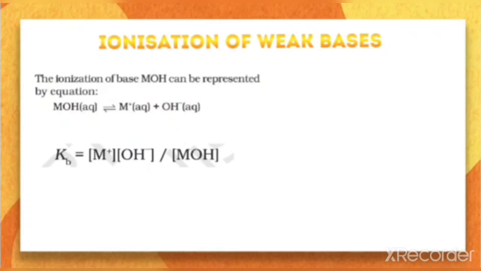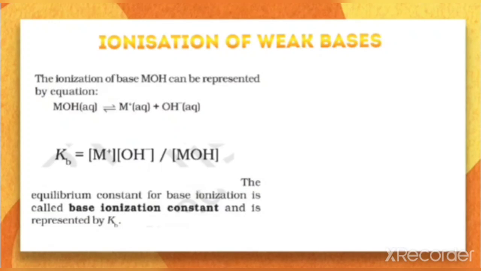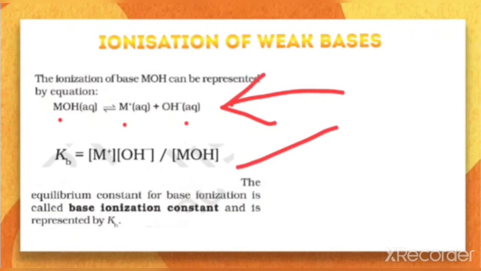In this case, Kb is called the equilibrium constant for the base ionization, the base ionization constant, represented by Kb. The equation given is the equilibrium reaction which shows the ionization of the base. For this, the equilibrium constant can be represented by this formula, and here the equilibrium constant is nothing but the base ionization constant, which is represented by Kb.